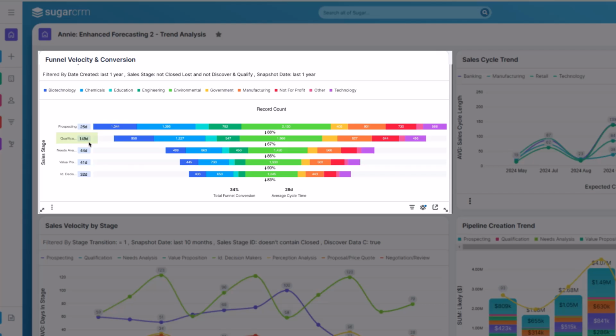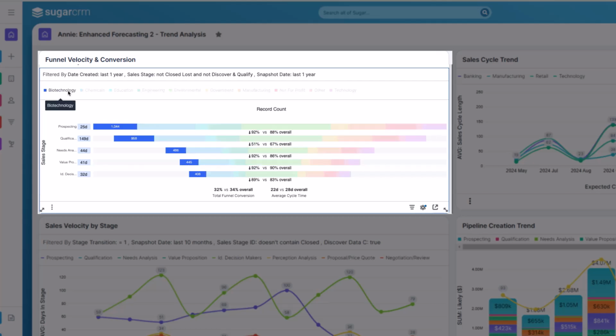So taking a quick look, that is seemingly where a bulk of our opportunities spend their time within the sales funnel. And if I look at a particular industry, let's say biotechnology, clicking on that segment allows me to see the specific metrics for that industry, as well as how it compares to the overall data. For instance, there are 1,044 opportunity records for biotechnology that were created in the past year that have gone through at least the prospecting stage.